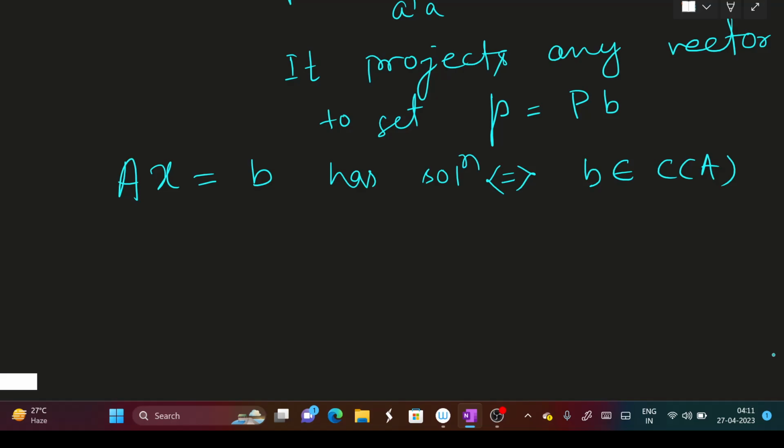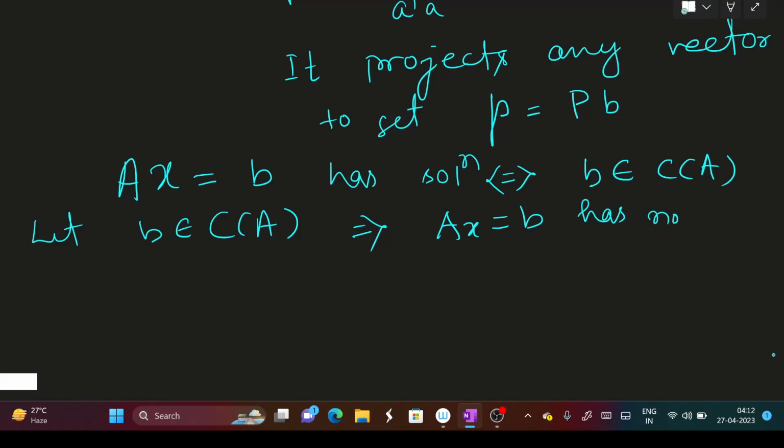Okay, but in reality, in most of the cases, B does not belong to C of A. Let B not belong to C of A. That implies AX is equal to B has no solution. But as it is a real life problem, I cannot simply avoid it by telling that it has no solution. We have to find out some solution because it is real life problem. So in this case, we will find out an approximate solution.